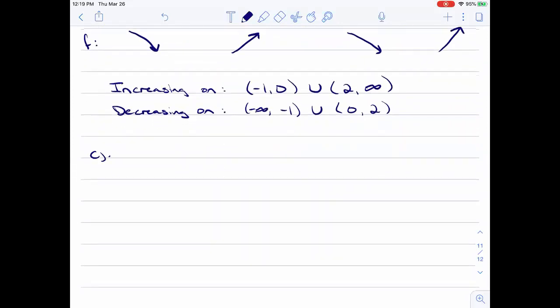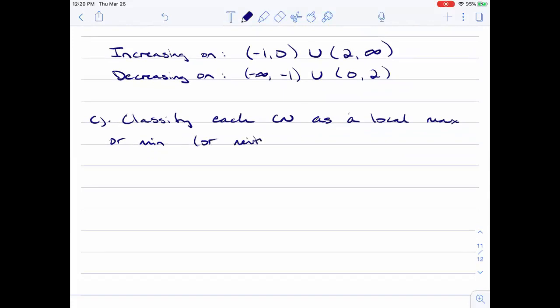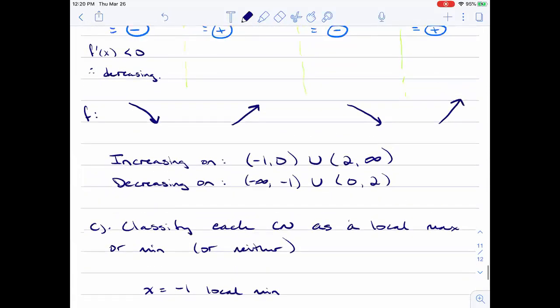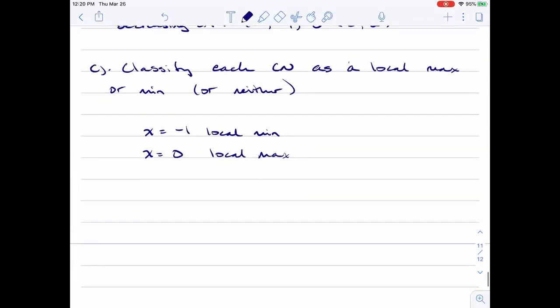So part C, we can classify each critical number as a local max or min, or neither, right? If the sign doesn't change around the critical number, then it's neither. We can say that x equals -1 is a local minimum, because that's what we decided here. x equals 0 is a local maximum, and x equals 2 is a local minimum.